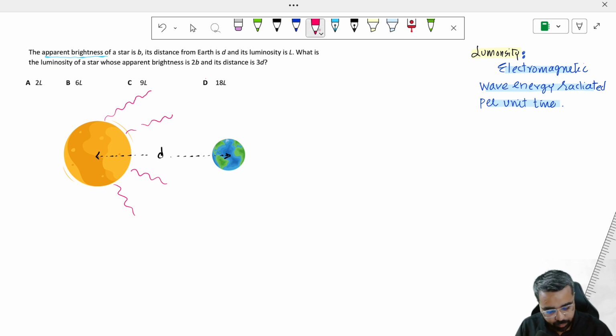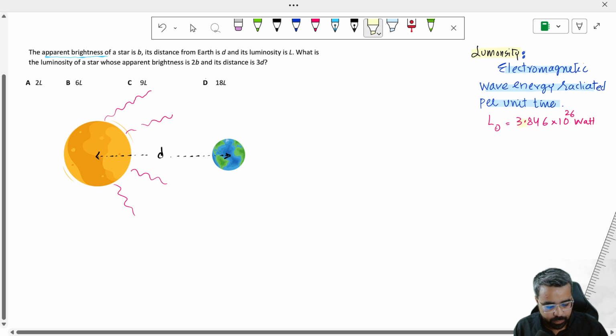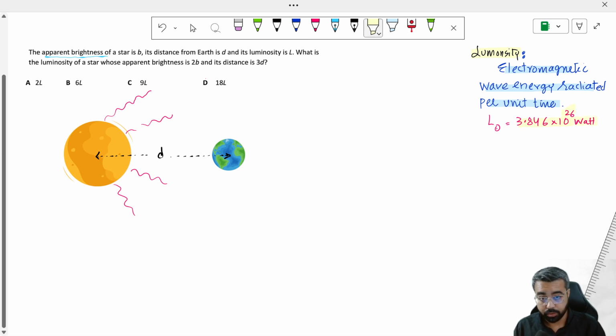For example, the luminosity of the sun is 3.846 times 10 power 26 watts. From the unit, you can see that it is the watt, which is a unit of power. So that's the luminosity.